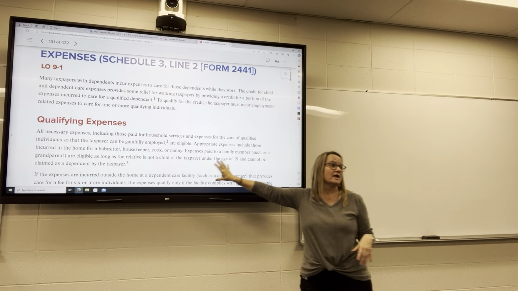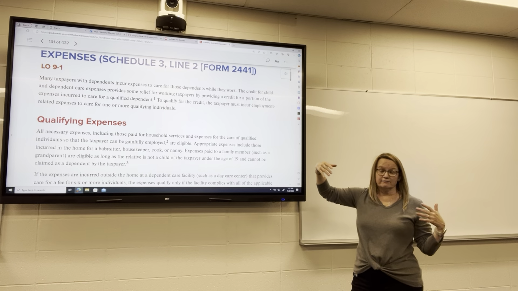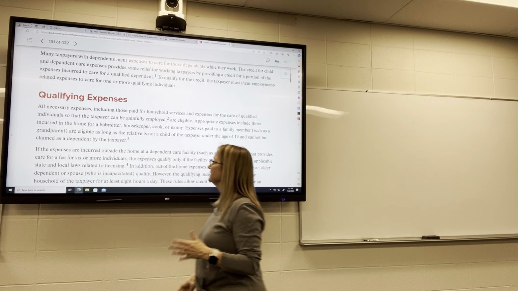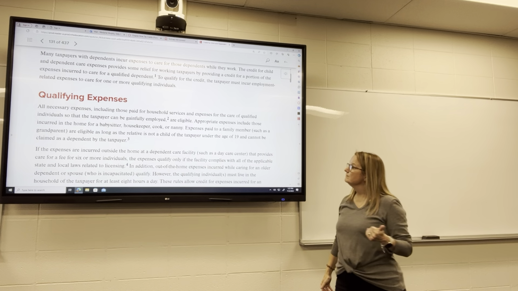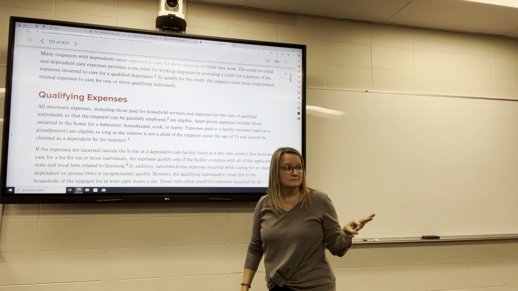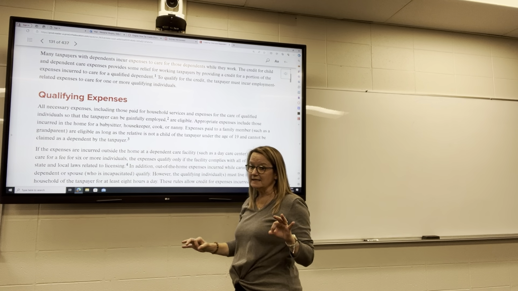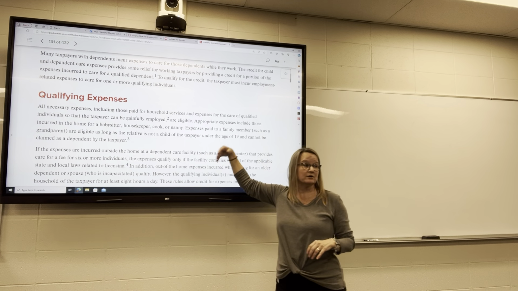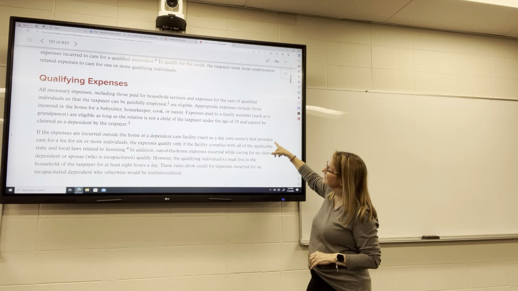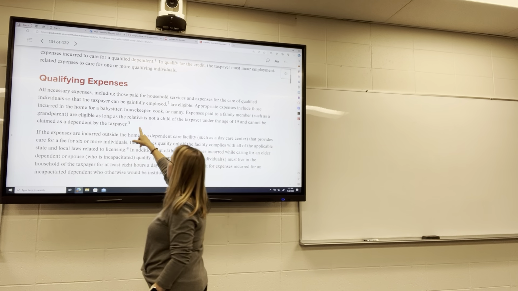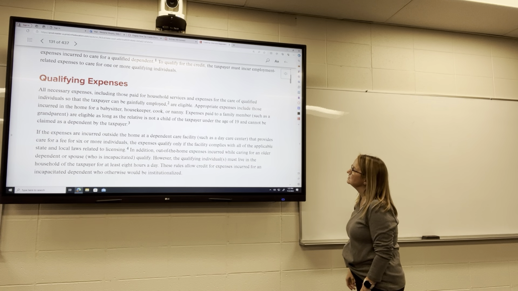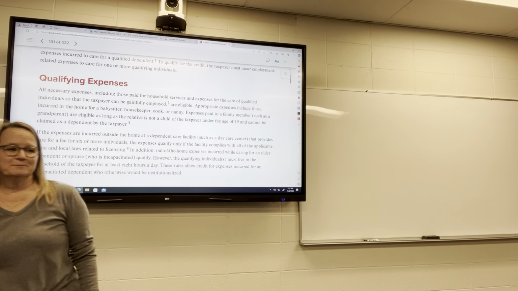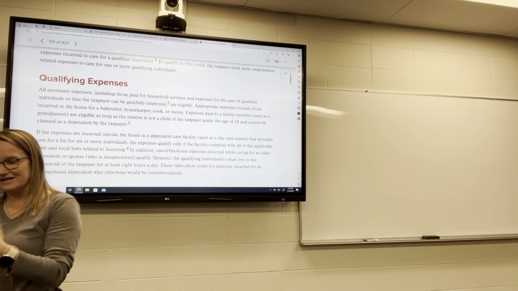Now you'll see when we go down further, there is an exception to that for individuals who are full-time students as well. Expenses would include any expenses incurred in the home or outside of the home for a babysitter, housekeeper, cook, or nanny. Now, again, it has to be for a qualifying individual, and it has to be so that the taxpayer can be gainfully employed. Expenses paid to a family member, such as a grandparent, are eligible as long as a relative is not a child of the taxpayer under the age of 19 and cannot be claimed as a dependent by the taxpayer. So you can't say, oh, husband, take care of my child and I'll pay you for it, and then get a deduction for that, right?